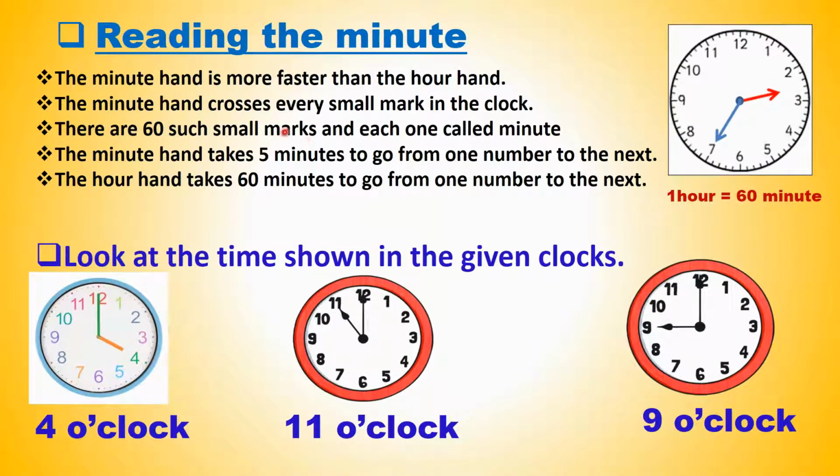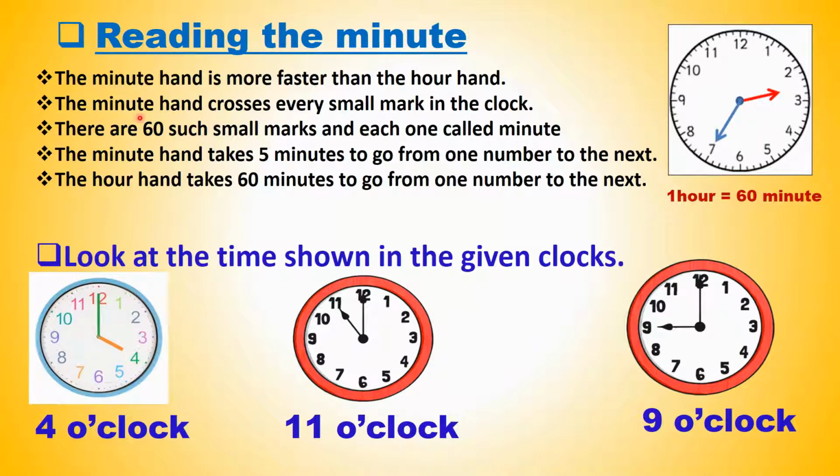Reading the minute. A clock is used to know the time. The numbers 1 to 12 are written on the dial of the clock. The short hand is the hour hand. The long hand is the minute hand. Both the hands move in the direction as shown. The short hand moves slowly, but the long hand moves faster. The minute hand is much faster than the hour hand.